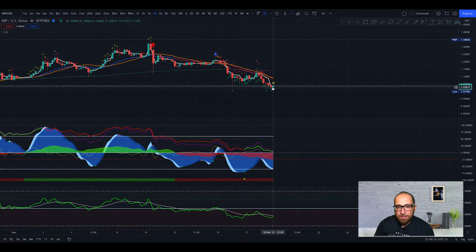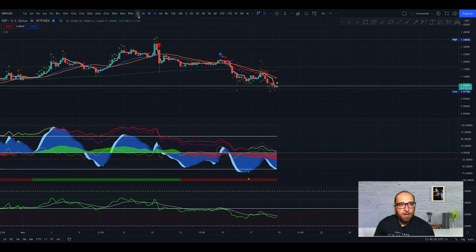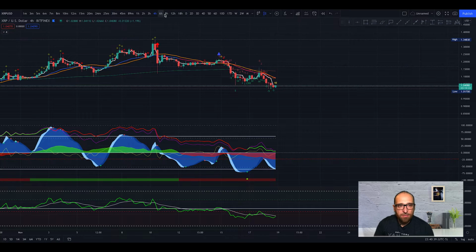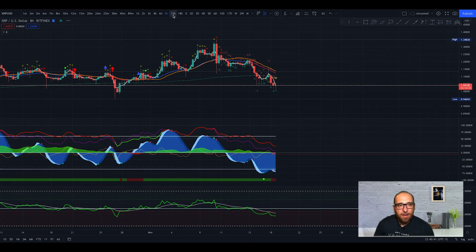If we can see some action to the upside, probably we can retest $1.13, but I don't expect anything crazy for XRP right now. We need to try to come back to 1.14, 1.13, above the EMA 200 in the 4-hour chart, which is very important, but everything is red. Okay, nothing different. In the 12-hour too.